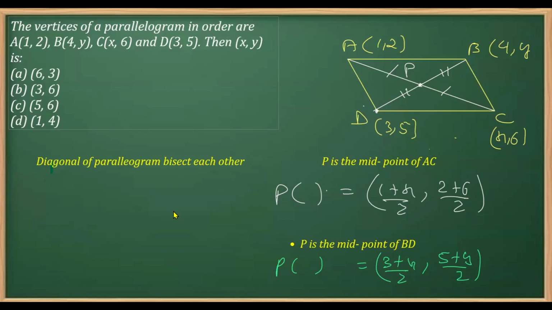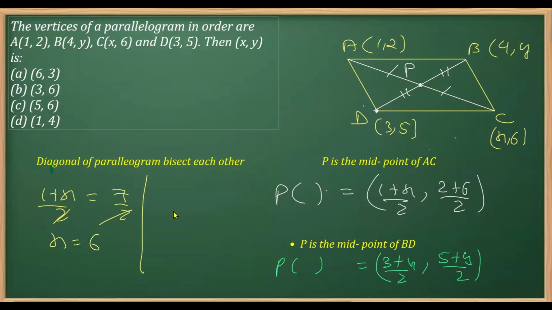Now check here. These two are the x coordinate of P, so they must be equal. So I'm going to equate them. I can write (1 plus x) over 2 is equal to 7 over 2. The 2 gets cancelled, and after transposing 1 to the other side, I'm getting x as 6.